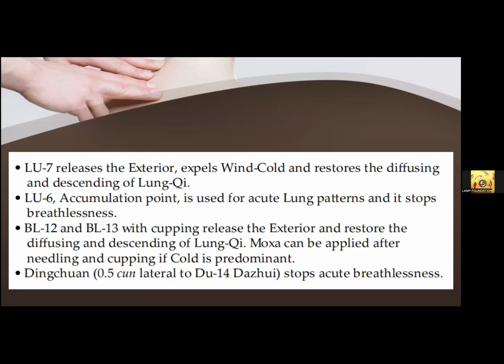Lung 7 releases exterior, expels wind cold, restores diffusing and descending of lung chi. Lung 6 is a chi cleft or accumulation point. This is used for acute lung patterns, stops breathlessness. Bladder 12 and bladder 13 with cupping will release the exterior, restore the diffusing and descending of lung chi. Moxa can be applied after needling and cupping if cold is predominant. Then the extra point, Ding Chuan, which is 0.5 tsun lateral to Du 14, will stop acute breathlessness. So Ding Chuan is a very important extra point.